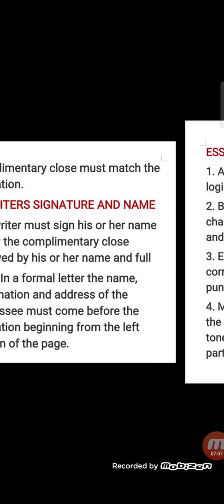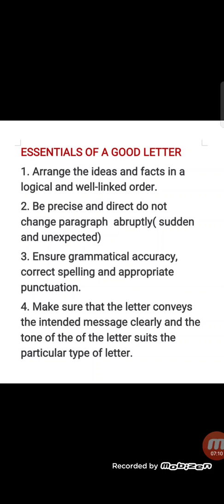Now some essential points of a good letter. How should your letter be? Nice and good. So see, the first point: arrange the ideas and facts in a logical and well linked order. In an essay also, the first point is this only.